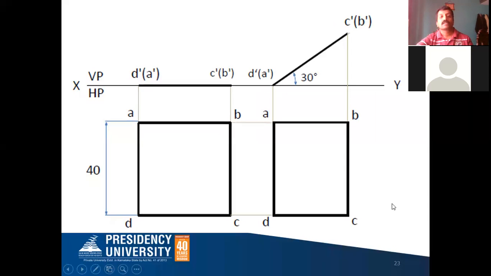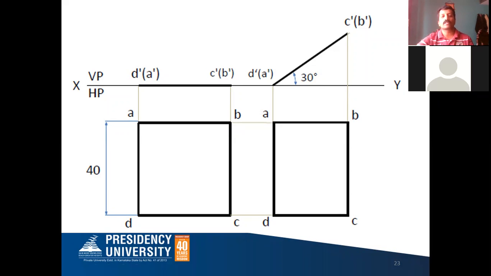Identify the points. A is here, A dash is here, this is A. B is here, B dash is here, this is B. C is here and C dash is here, this is C. D is here and D dash is here, this is D. Now you join this A, B, C, D with a thick line. So you are going to get a top view, which is nothing but the apparent shape of the square. So it looks like a rectangle.